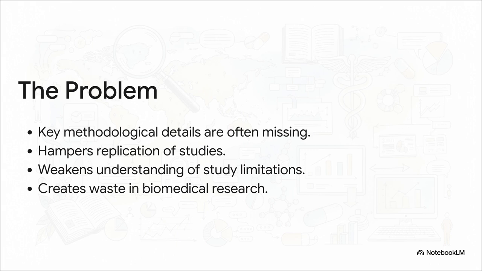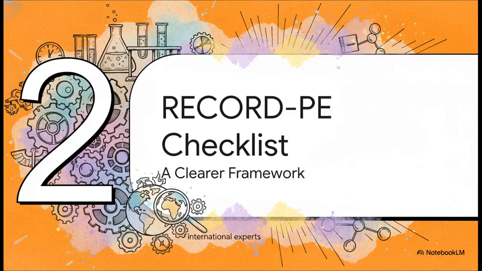Key details get left out. And when that happens, it makes it almost impossible for other scientists to replicate the study. It also means we, as readers, can't fully understand a study's real strengths and weaknesses. And at the end of the day, that just creates a ton of waste in biomedical research. So, this is the exact problem that the RECORD-PE checklist was designed to tackle.